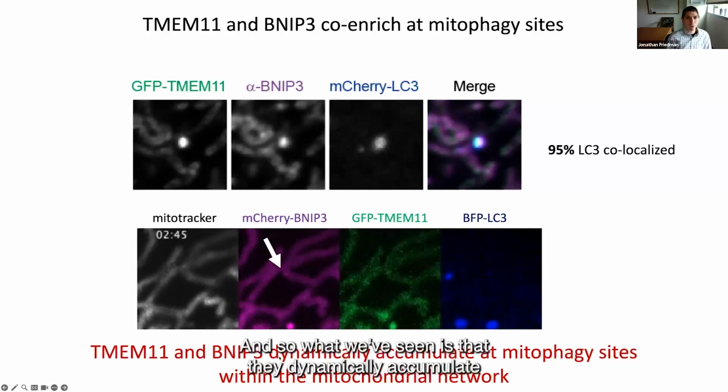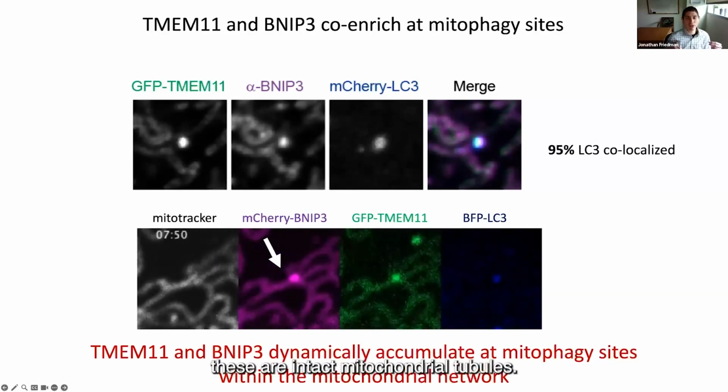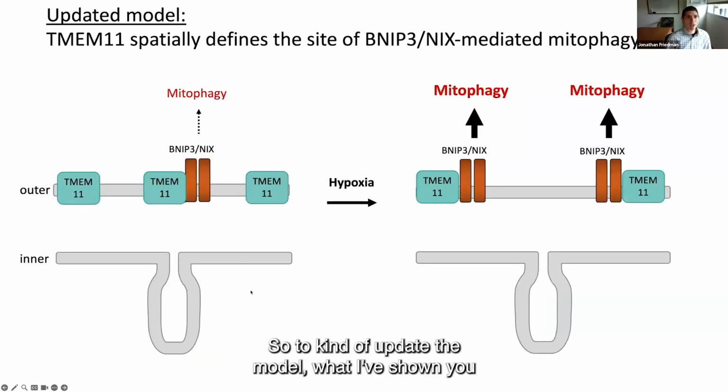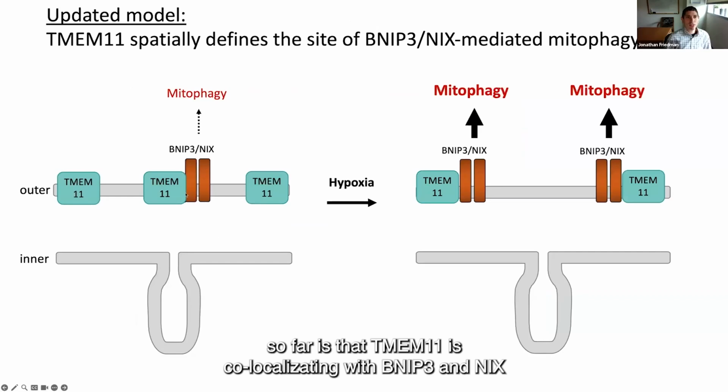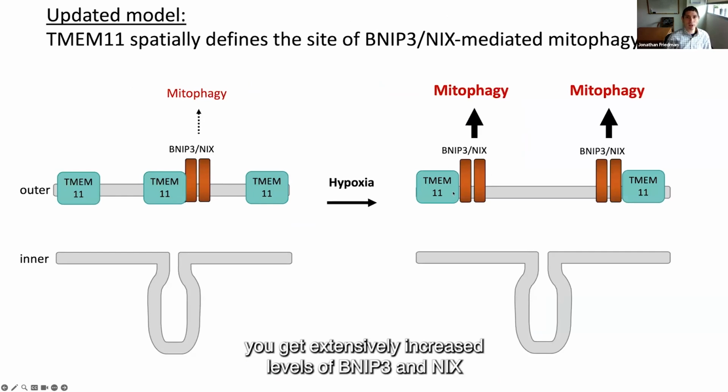And so what we've seen is that they dynamically accumulate, and that, again, these are at intact mitochondrial tubules. So to update the model, what I've shown you so far is that Team M11 is co-localizing with BNIP3 and NIX, and that you get this low amount of basal mitophagy, at least in HeLa cells, that is dependent on this pathway. And then if we do a treatment, for example, with hypoxia, you get extensively increased levels of BNIP3 and NIX and much more mitophagy on the mitochondrial network.